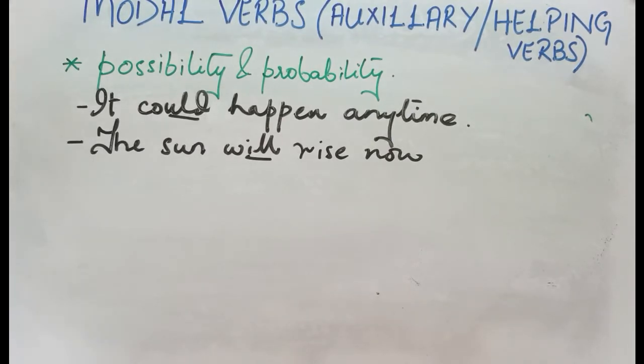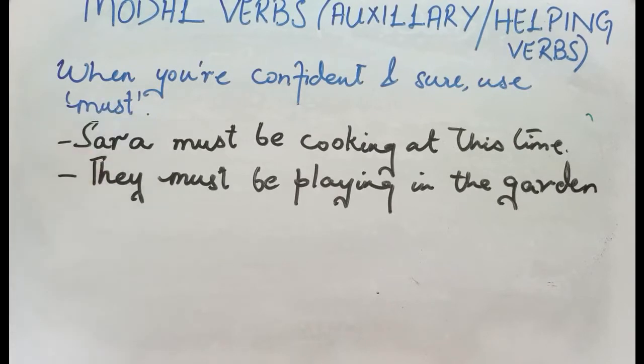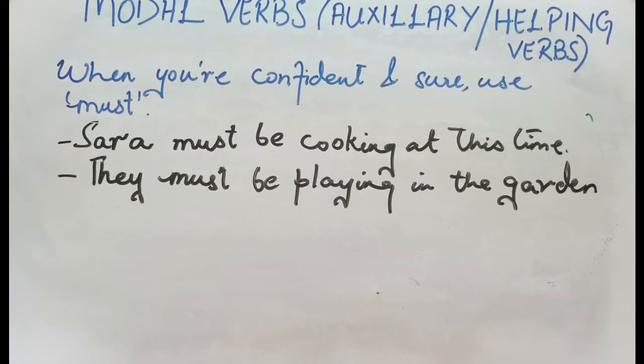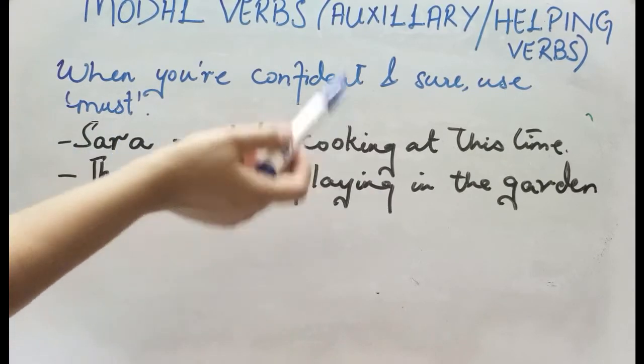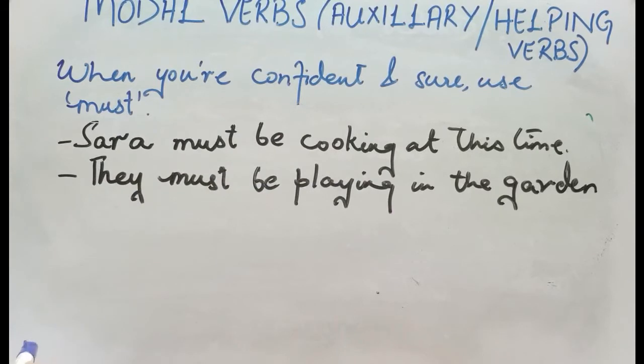Moving on to the next one, that is the use of must. When you are so confident about something, when you are sure that this thing is going to happen, you use the term must. For example, I've written over here, Sarah must be cooking at this time. Probably the person knows that at this particular time Sarah cooks. So that person is saying Sarah must be cooking at this time. Or the second one, they must be playing in the garden. Again, the person knows. That is why that person is saying that they must be playing in the garden.